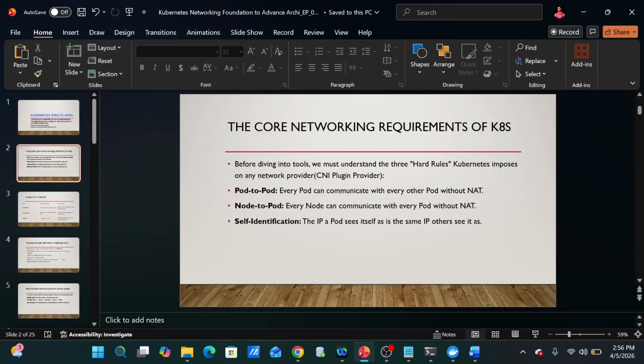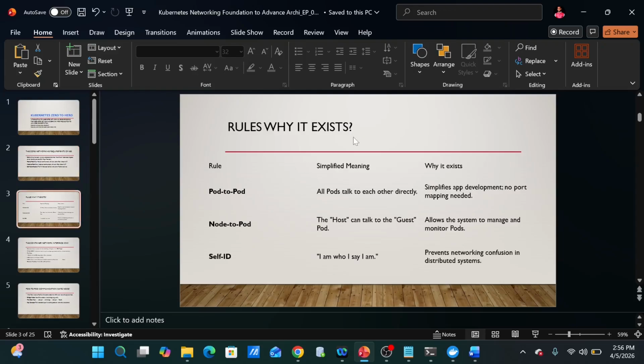Now let's understand why these rules exist. The first rule is pod to pod connectivity, where all pods talk to each other directly. Why does it exist? Because Kubernetes wants to simplify app development, so no port mapping is needed. It means it minimizes the overhead for developers and also administrators. For the node to pod rule, the host can talk to the guest pods. The main objective is that the host can talk to the guest pod, which allows the system to manage and monitor the pods.